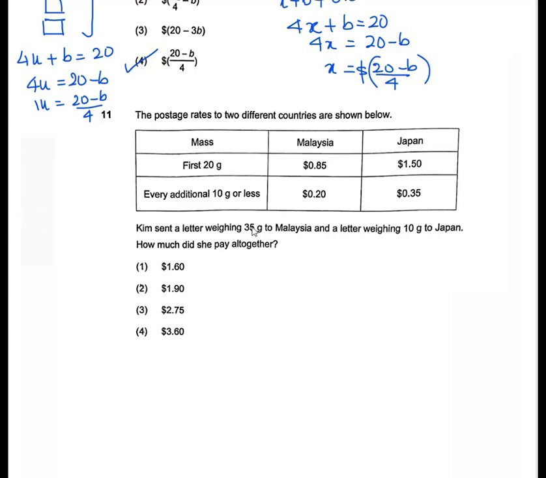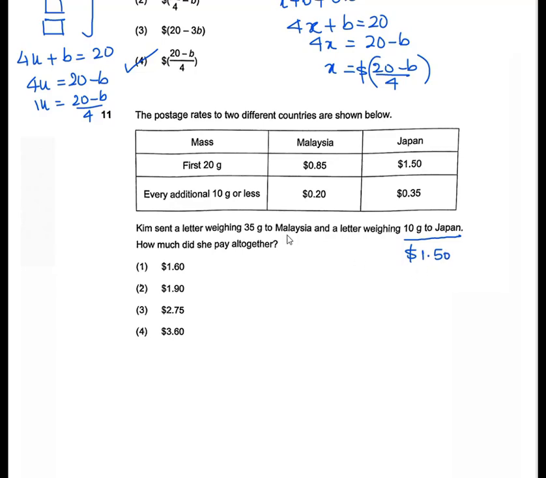So Kim sent a letter weighing 35 grams to Malaysia and a letter weighing 10 grams to Japan. How much did she pay altogether? For Japan, it's 10 grams, and it did not even cross the threshold of 20 grams. So for the first 20 grams, however much it is, you're still charged $1.50. So it's 150. It doesn't matter whether yours is 10 grams, 15 grams, up to 20 grams, the charge for the first 20 grams is 150. So this is the amount for Japan.